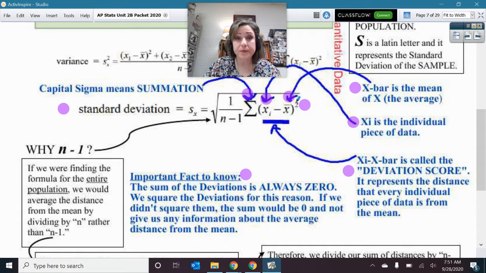Which brings us to why we square those deviations, okay? We square those deviations for this reason. If we didn't square them, the sum would be 0 and not give us any information about the average distance. It would look like the average distance from the mean is 0, when that's actually not the case.